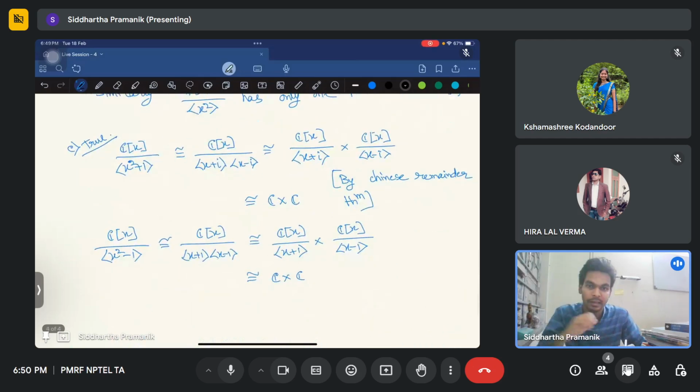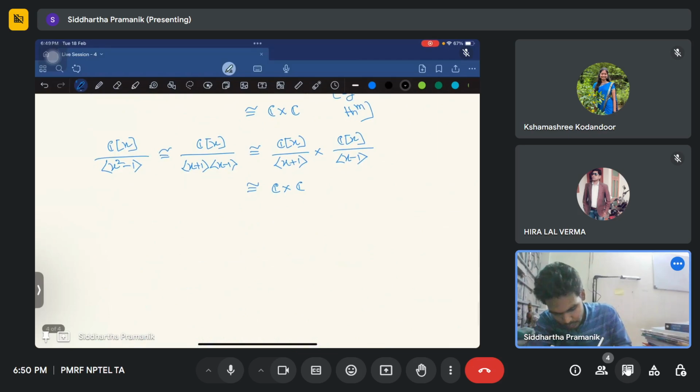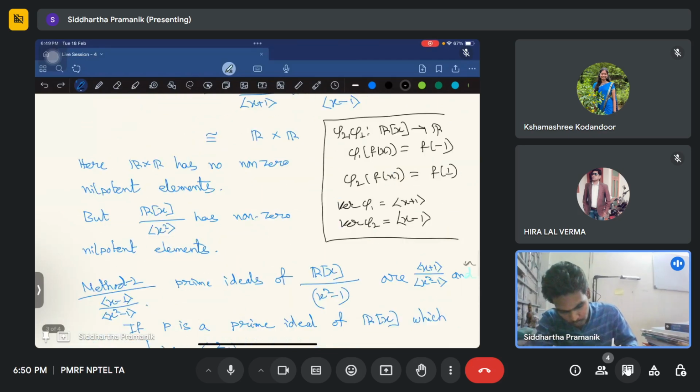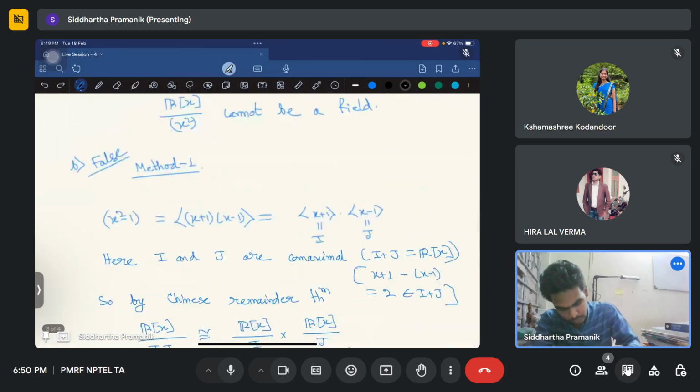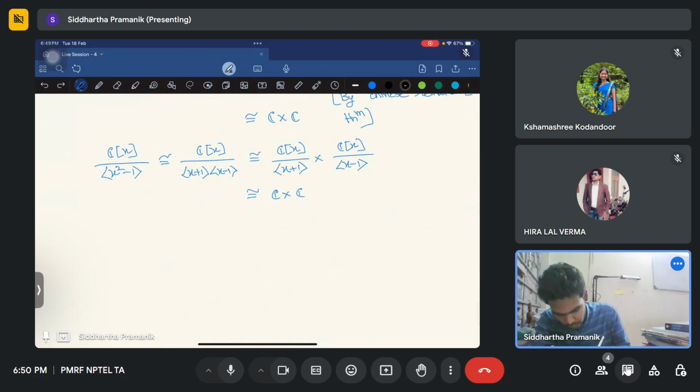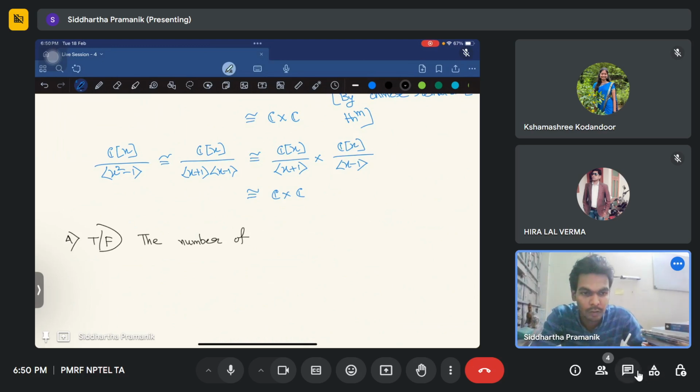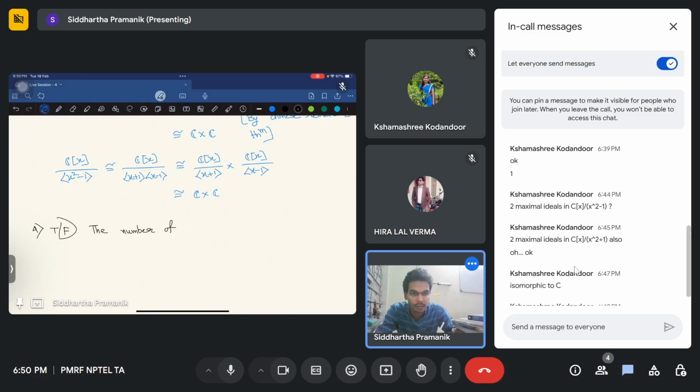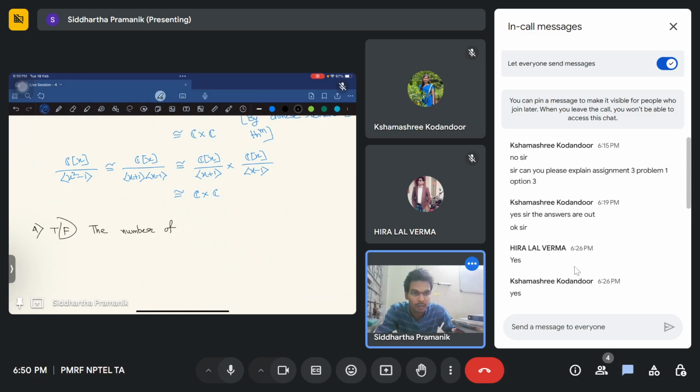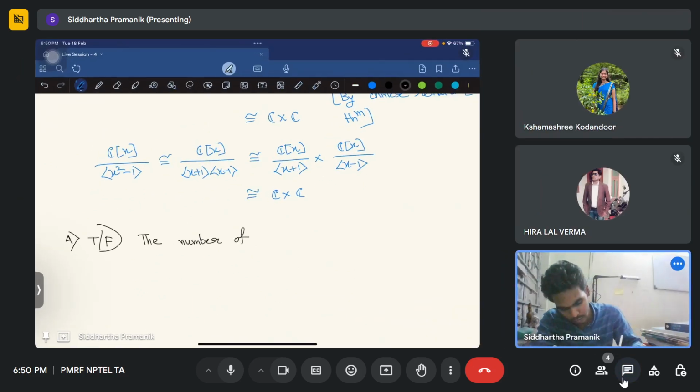Okay, let's do that assignment 3 problem. This is maybe problem number 4. So it is that choose the correct answers. The number of maximal ideals in the quotient ring is, so it is true or false. The number of, okay, you are saying this one or something else? You are saying assignment 3 option 3. Okay, not this one. The number of prime ideals in the quotient ring.